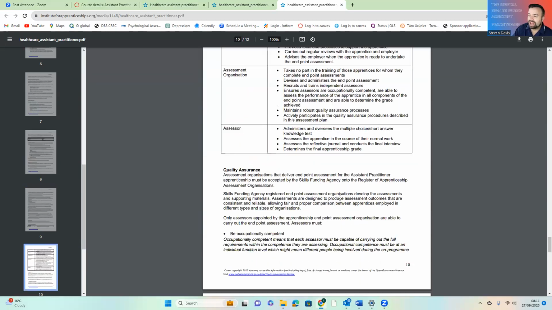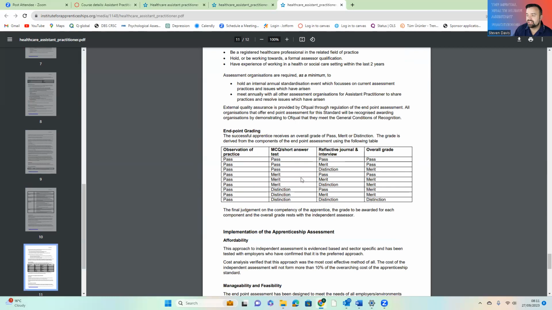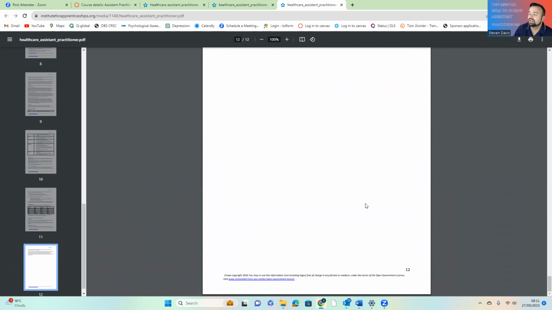And then ultimately, that comes together and each of those are scored. The observation is a pass or a fail, so you can only pass or fail that. The short written questions are a pass, merit, or a distinction, depending on what you've got there. But again, if you've done the CHAPS program, the Care Home Assistant Practitioner module, you will be so used to multiple choice tests because you have to do one after every single piece of work, and then that reflective journal and interviews. So again, nothing too terrible to trip you up, nothing to worry about there.